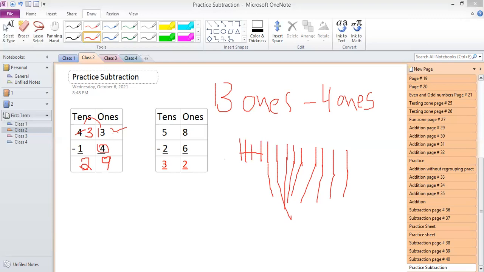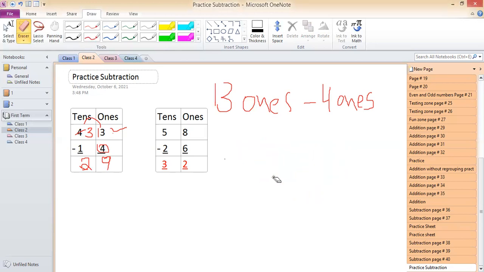So whenever you have to take out a bigger number from a smaller number, you need to borrow. You need to borrow something from the tens. Because you cannot take out 4 from 3, you will take 1 from the tens. So this is 3, and when you add that 1, it becomes 13. Cut 4 lines from 13 lines, you will get the answer 9.